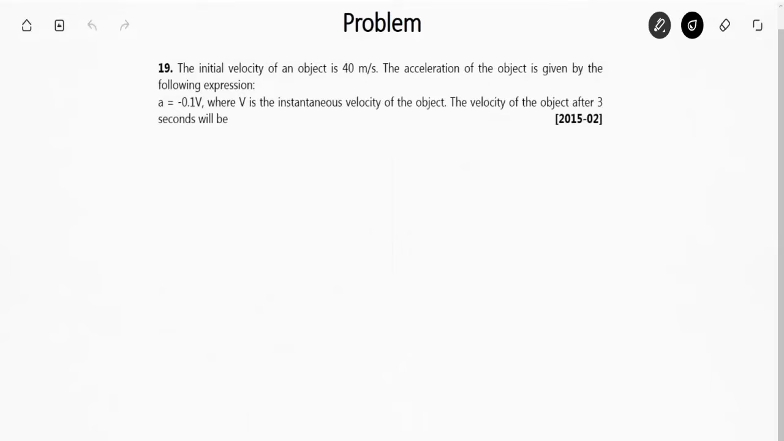So friends, this is a GATE question from the year 2015, set 2. The question says the initial velocity of an object is 40 meter per second, so u is 40 meter per second. The acceleration of the object is given by the following expression: a equals minus 0.1 v, where v is the instantaneous velocity of the object. The velocity of the object after 3 seconds will be?